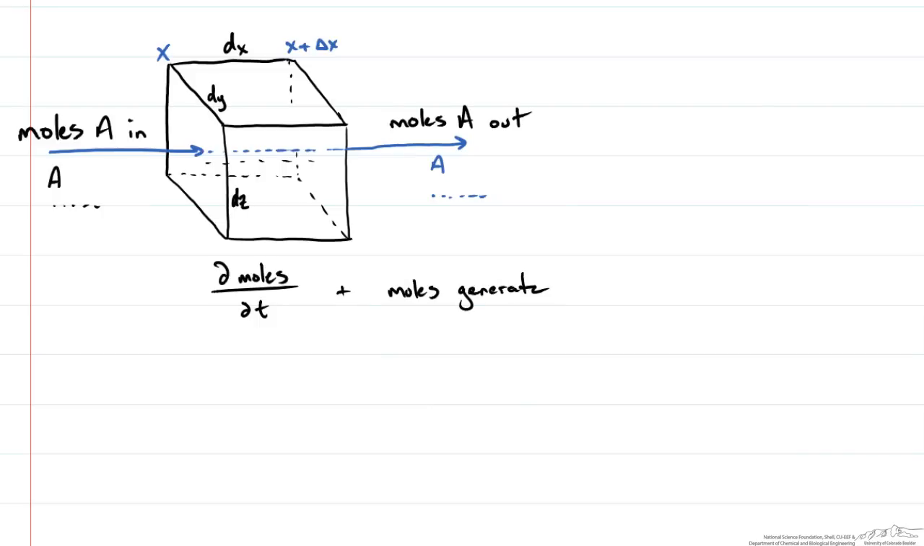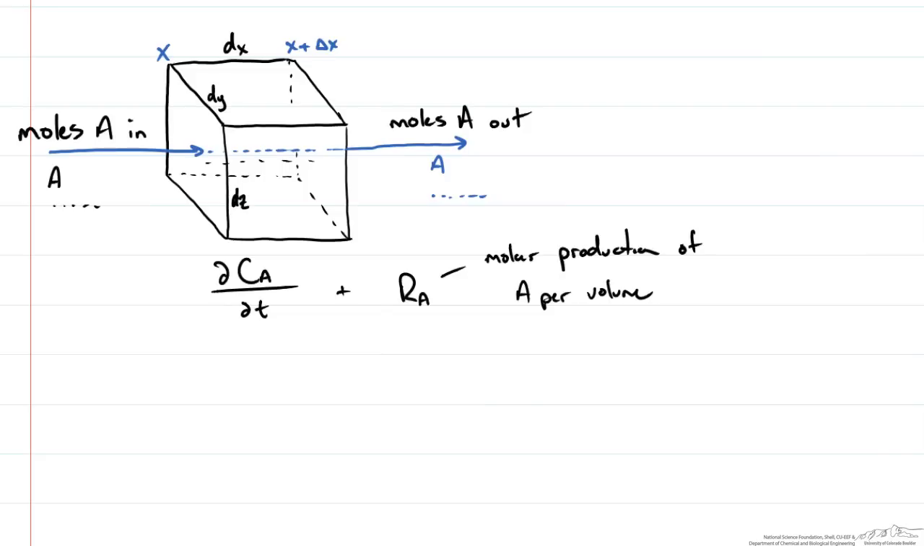Now another way to write this is if we do this on a per volume basis, just like we did with the mass differential equation above. So now this becomes moles per volume, or concentration of A. We could rewrite our moles generated as a reaction term. So I'm going to write a large RA. So this becomes a molar production of A per volume, whereas before we wrote it as little RA to indicate it was a mass per volume per time.